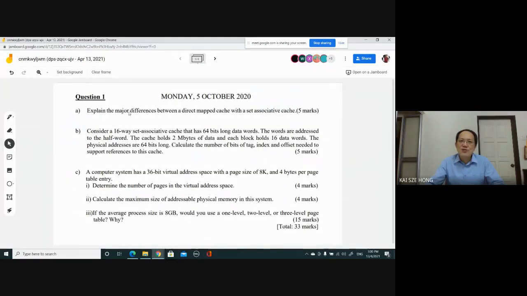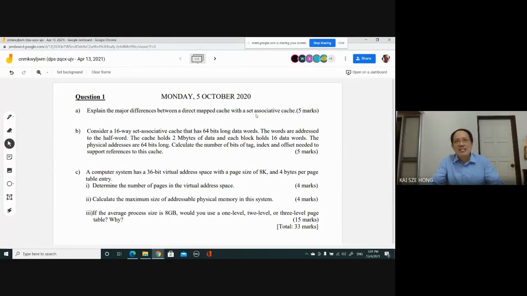Question A is a theory question. So take some time to read through the direct map cache lecture notes, and also the set associative cache. What are the differences between direct map cache and set associative cache? And also you need to learn about the fully associative cache. Generally, in a fully associative cache, all the lines in a cache can be mapped to any memory location. But direct mapping means that it can only map to certain addresses in a memory.